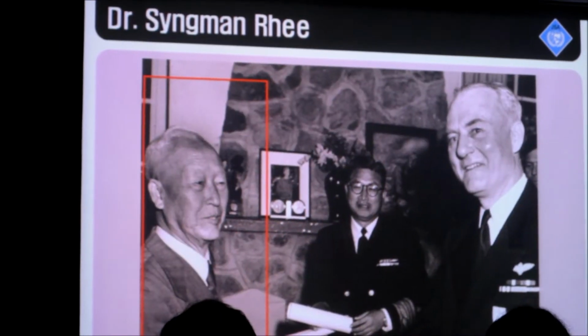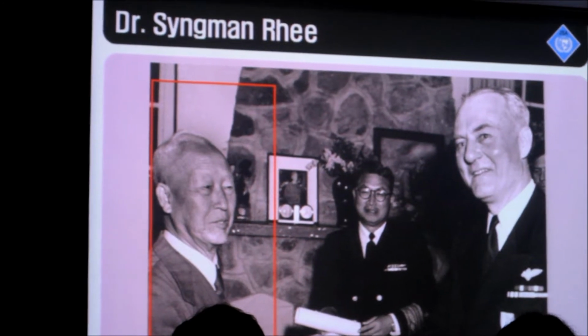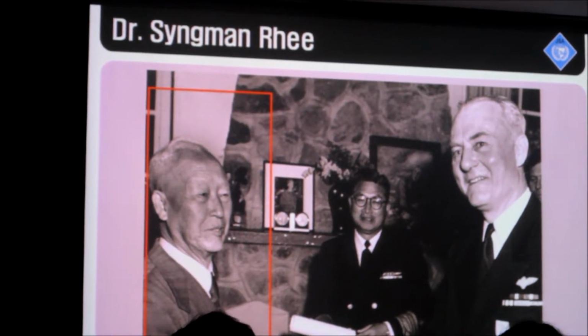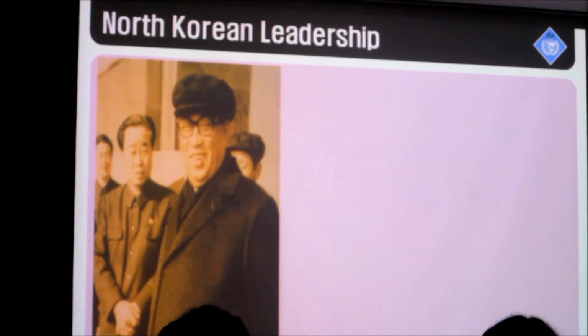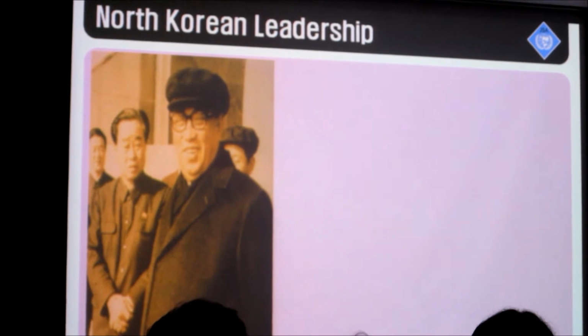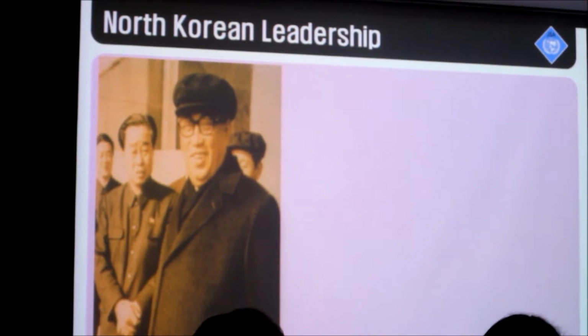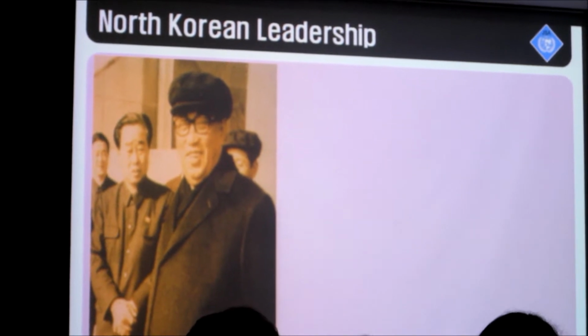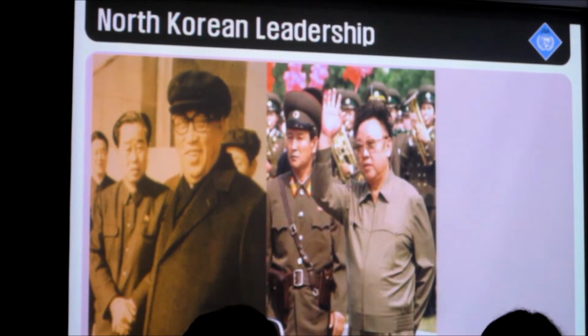So, in May of 1948, elections were held in the south, and this man, Dr. Syngman Rhee, was elected the first president of the Republic of Korea. In September of that same year, the Soviet Union appointed Kim Il-sung to be the first premier of communist North Korea. He reigned for approximately 46 years until his death in July of 1994. His eldest son, Kim Jong-il, then succeeded him in power.